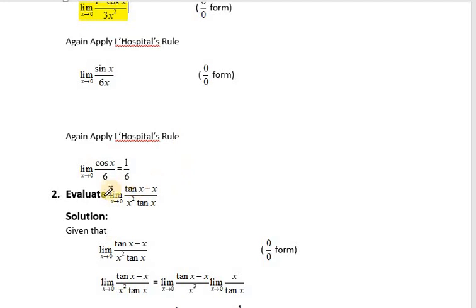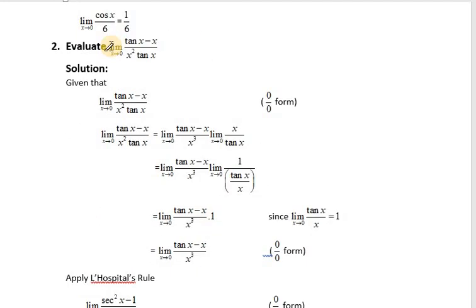One more problem we will work out. Evaluate limit x tends to 0 of tan x minus x by x square tan x. Solution. Given that the limit x tends to 0 of tan x minus x by x square tan x. Now substitute x is equal to 0 in this equation. Tan 0 minus 0 is 0, by x square into tan x, that is 0 into tan 0, again it is 0. So 0 by 0 form.